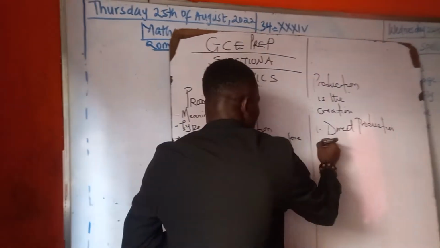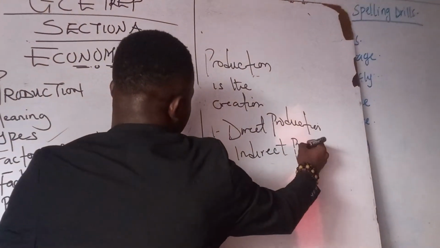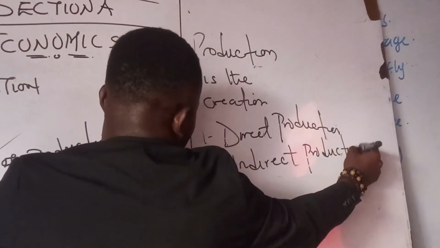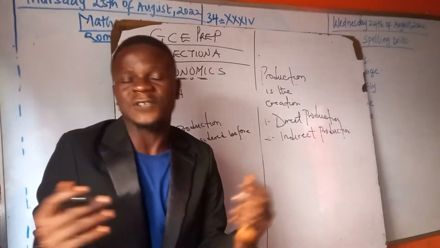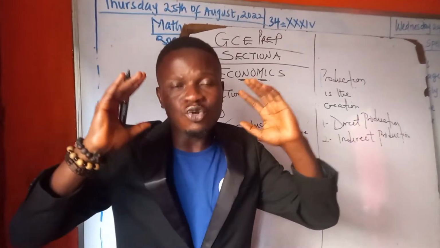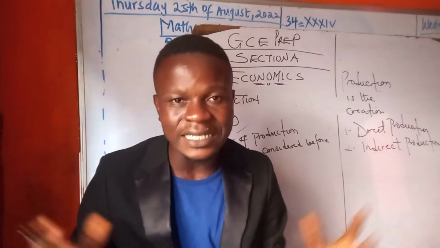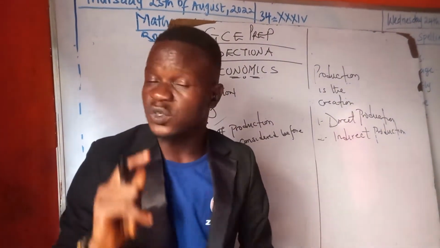The second one is indirect production. This involves when you transform raw materials into finished goods, but majorly you are producing in large quantity for the general public because you want to sell them.